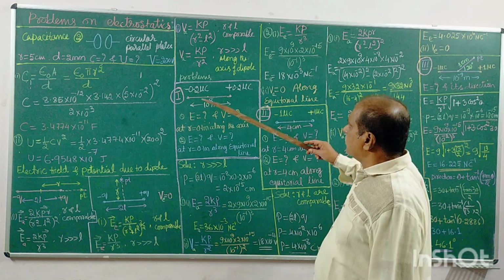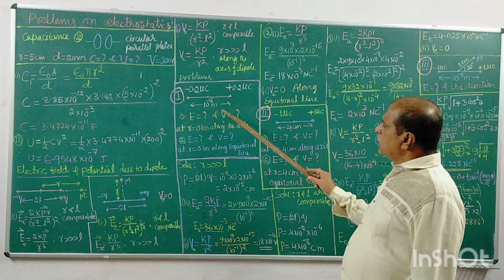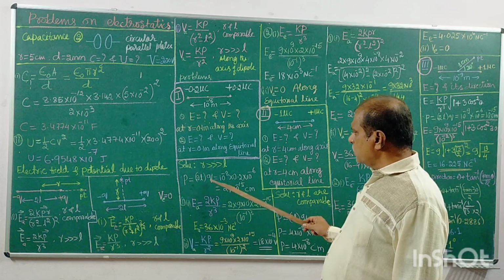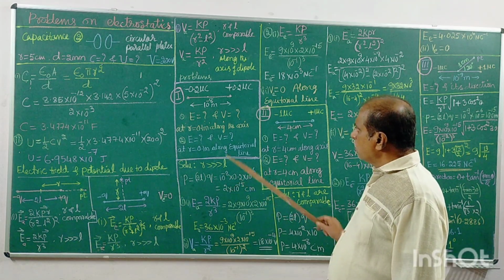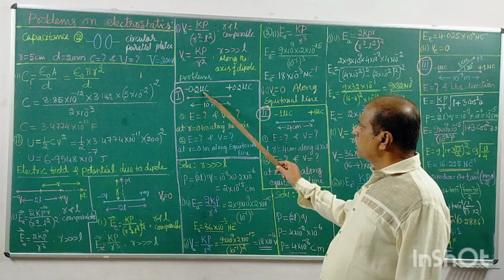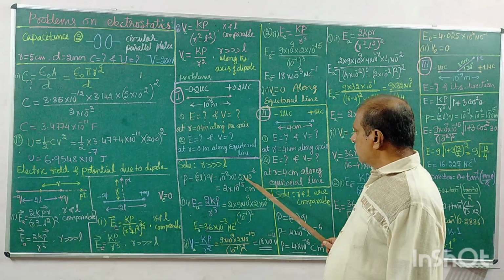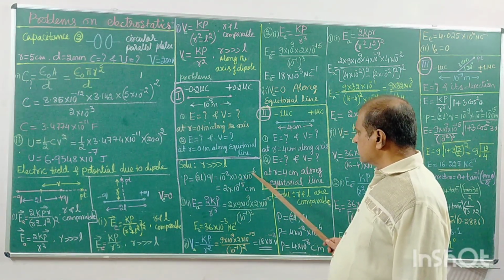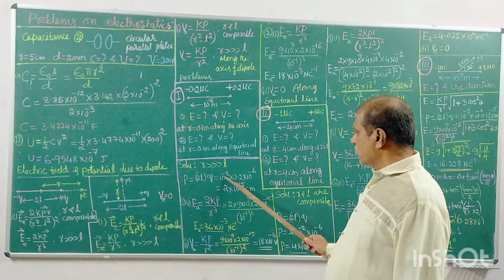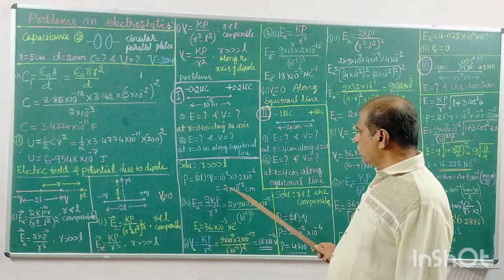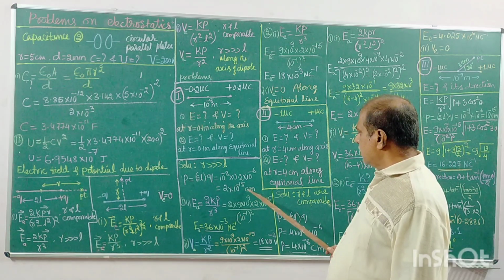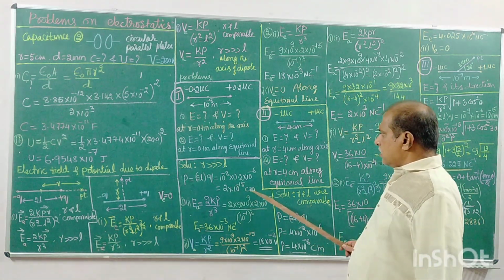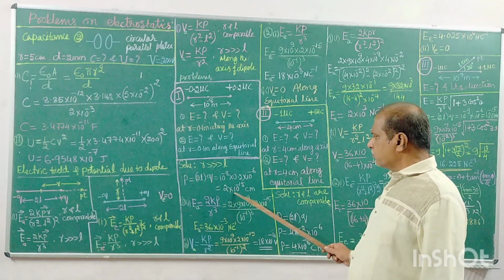For this one, 2L is 10 to the power of minus 8 and Q equals 0.2 microcoulomb. Convert micro into coulomb in SI: 10 to the power of minus 6 is micro, so 0.2 into 10 to the power of minus 6. Then simplify, you get 2 into 10 to the power of minus 15 coulomb meter, not centimeter. That is the dipole moment.